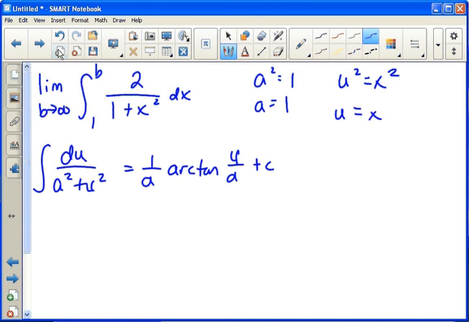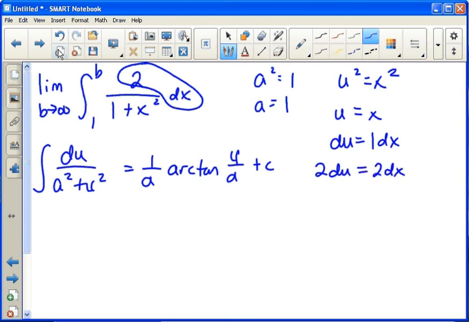Well, that doesn't quite match what we have over here. We have a 2 dx, so we need to multiply both sides by 2, so that we put a 2 du in here, and if we multiply by 2 on the left side of the equals, we're going to have to multiply by 2 on the right side of the equals. So now we can plug it in, 2 over 1, so that's just 2. Arctangent of u is x, a is 1, so arctangent x.